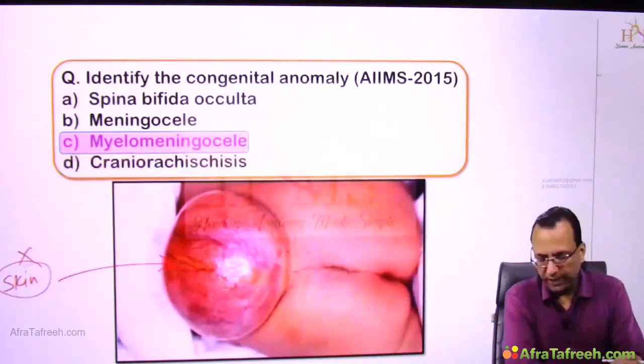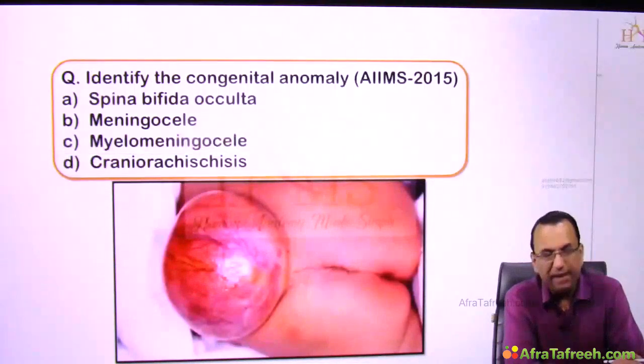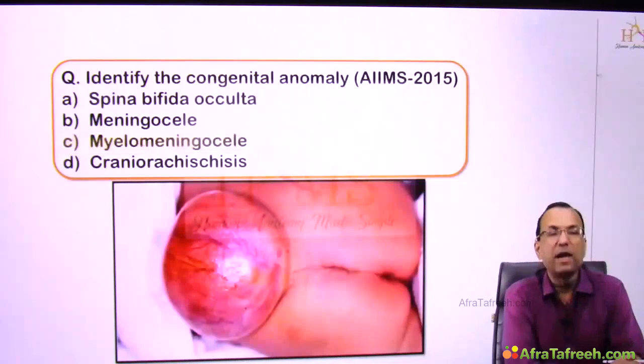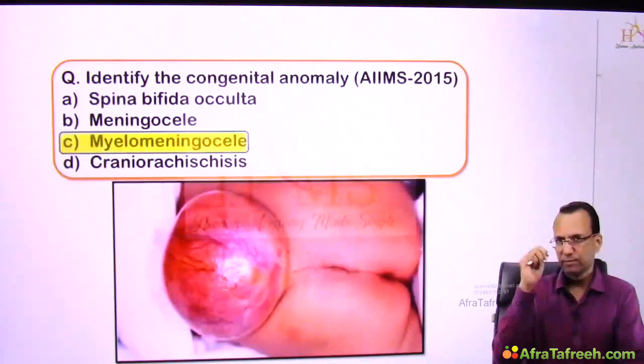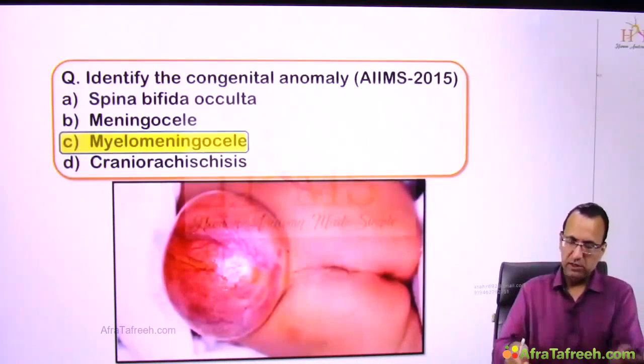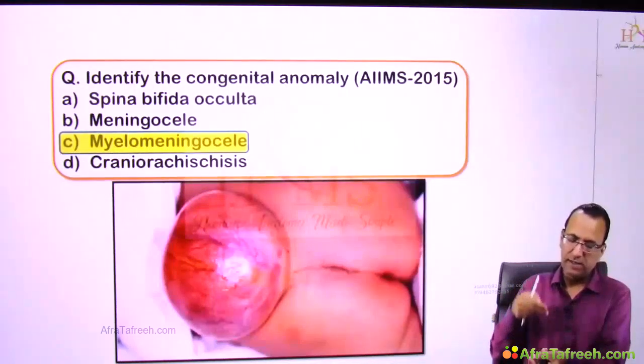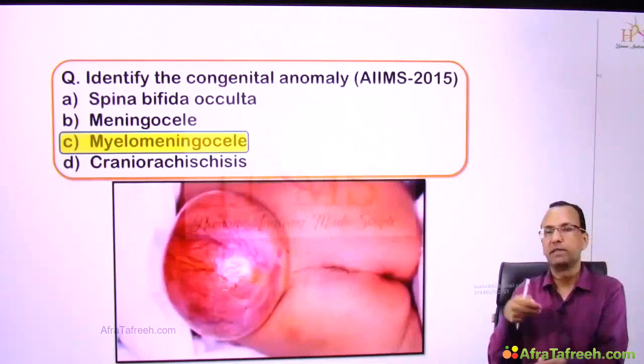Okay, so shall I keep my answer as myelomeningocele? Yes, it is spina bifida cystica with meningomyelocele. Take a syringe, aspirate the cyst, and you will see that what you get is CSF in your sample.